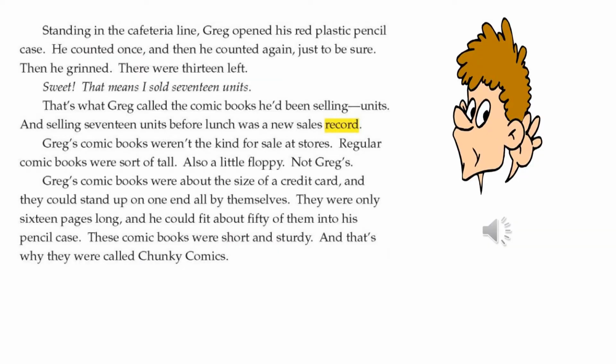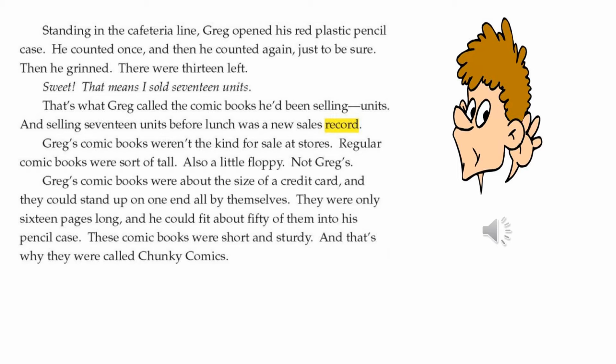Standing in the cafeteria line, Greg opened his red plastic pencil case. He counted once, and then he counted again, just to be sure. Then he grinned. There were 13 left. Sweet, that means I sold 17 units. That's what Greg called the comic books he'd been selling, units. And selling 17 units before lunch was a new sales record.